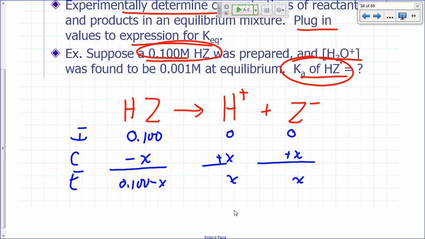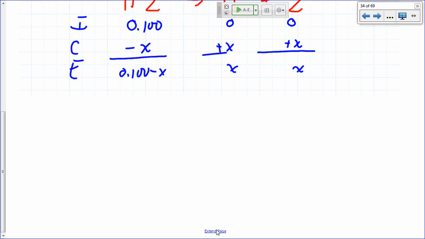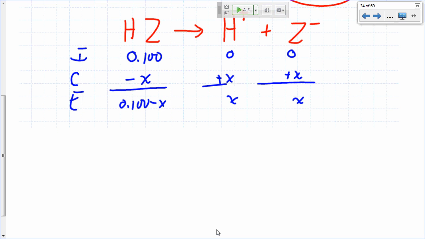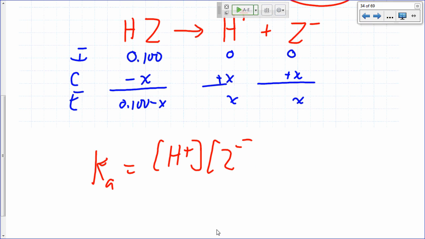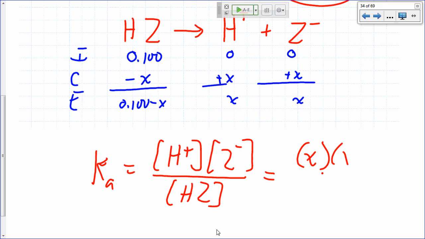So what's my Ka? What's the expression for Ka? Ka is H plus times Z minus over HZ, right? And so what would it be? It's going to be X squared, X times X over 0.100 minus X. Do I know what X is?